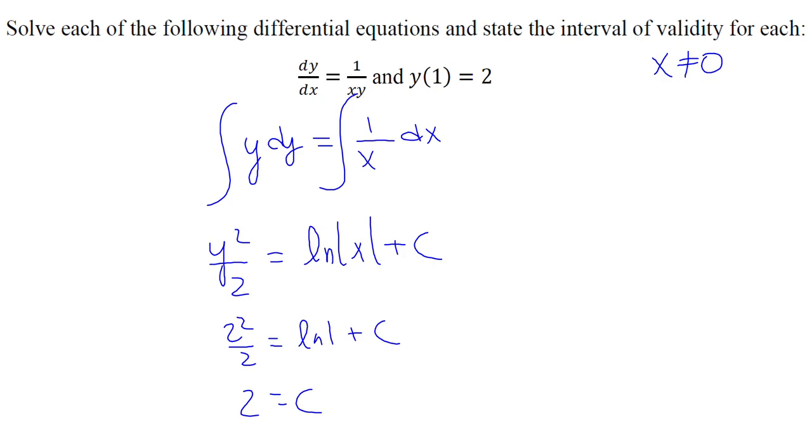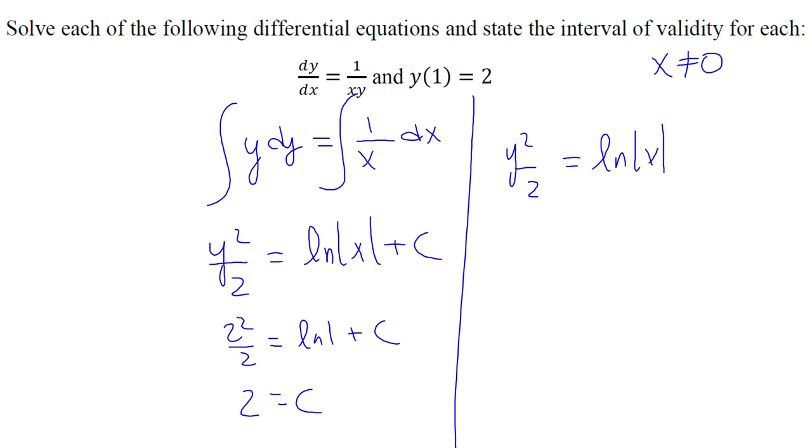So we now have y squared over 2 is equal to natural log absolute value of x plus 2. In order to solve for y, we will just multiply by 2 to start with. Y squared equals 2 natural log absolute value of x plus 4. And then we'll square root.